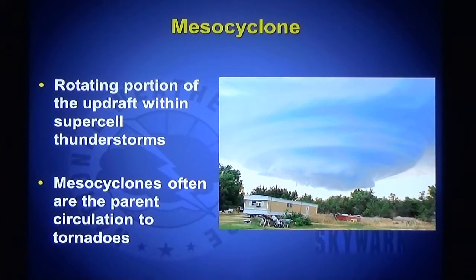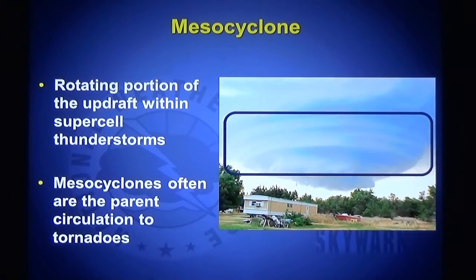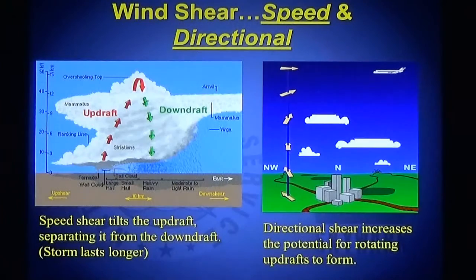The rotating part of the updraft within a supercell storm is called the mesocyclone. Mesocyclones are often the parent circulation to tornadoes. Wind shear is a very important part of getting a thunderstorm to rotate. In meteorology, we talk about two types of shear. Shear just means a change with height, a change as you go up through the atmosphere.